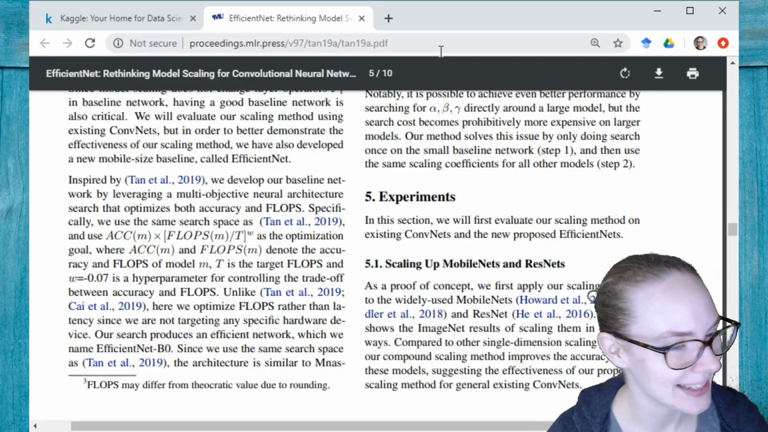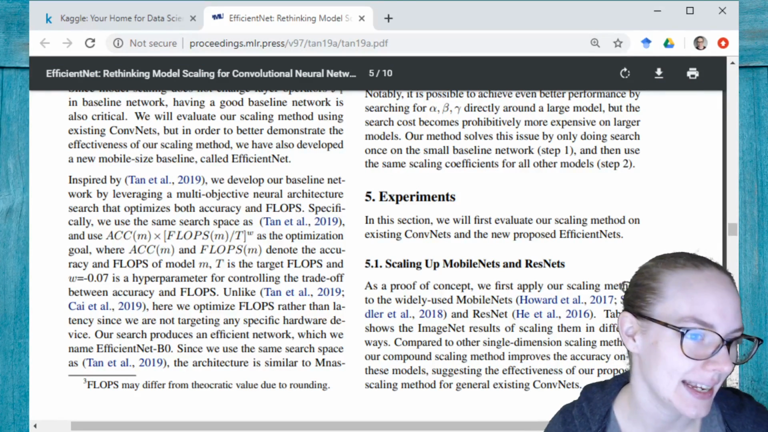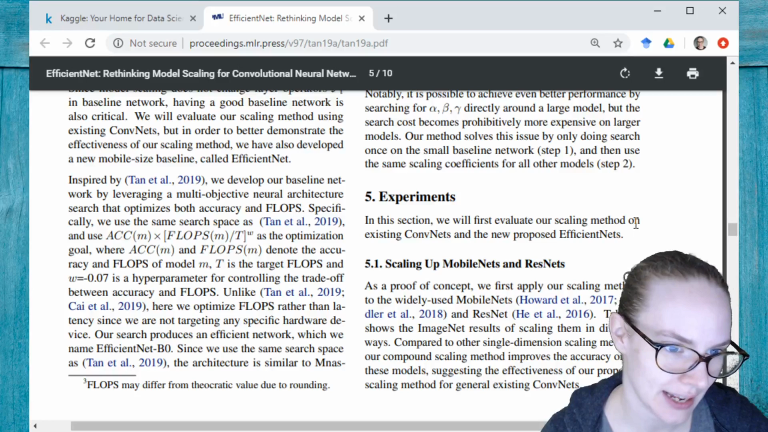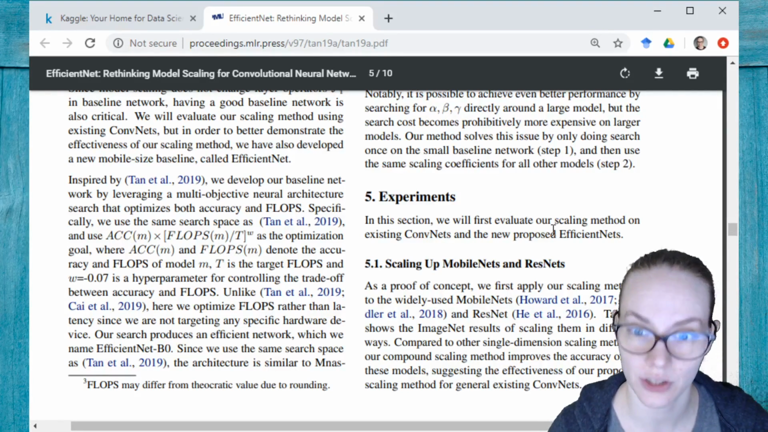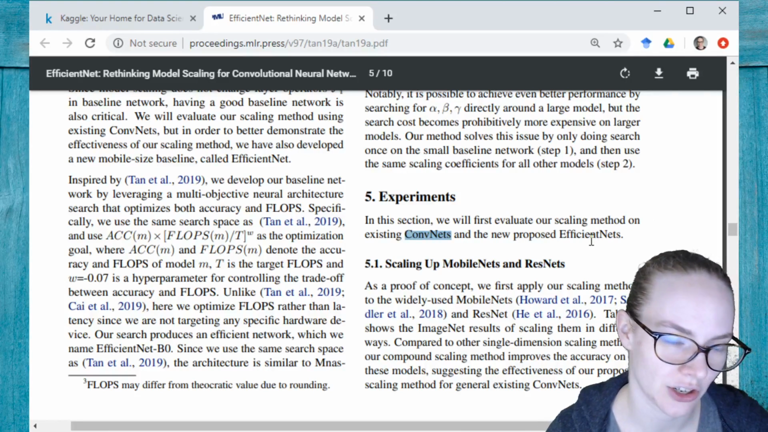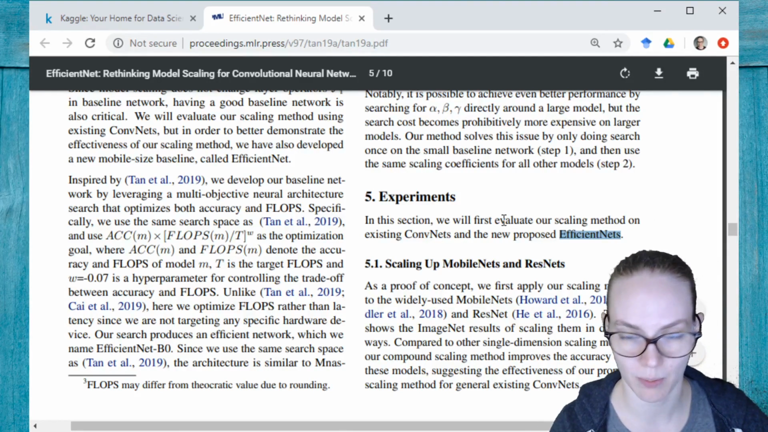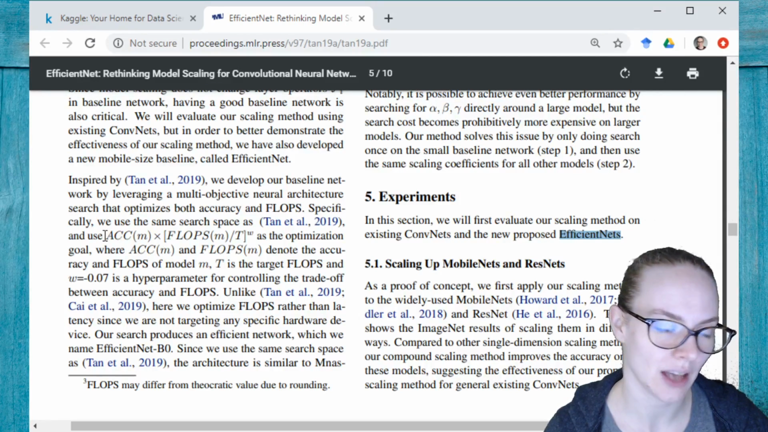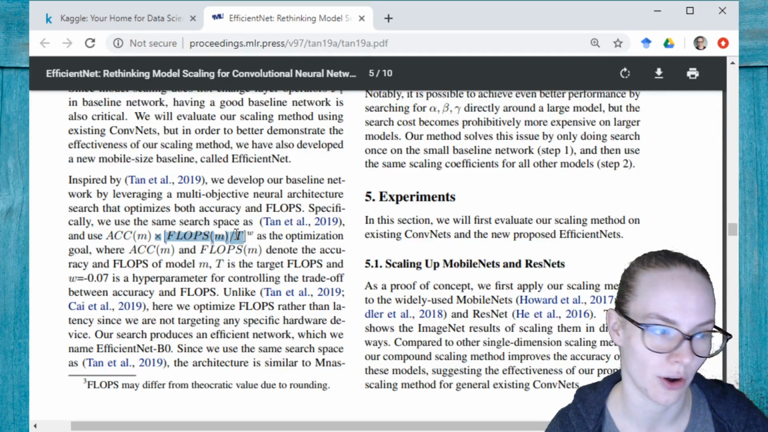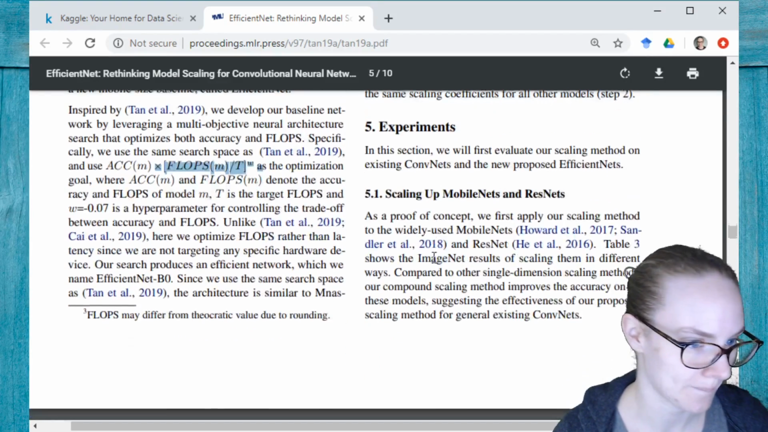All right, section 5, experiments. In this section, we will first evaluate our scaling method on existing conv nets and the new proposed EfficientNets. So existing architectures and then the architectures that they've just proposed based on the neural architecture search, which is optimized for both accuracy and also number of operations per second.